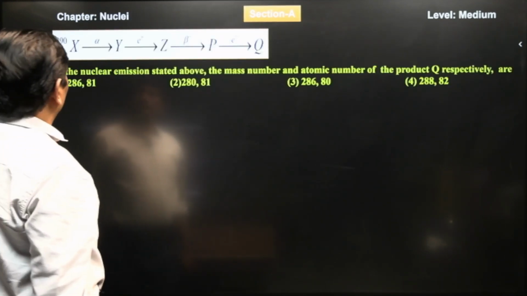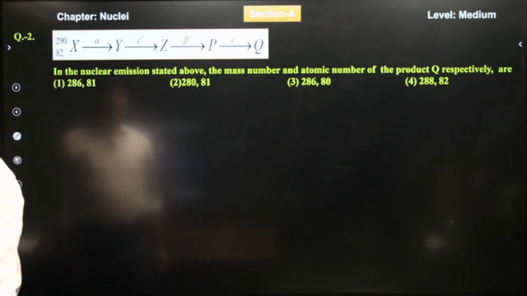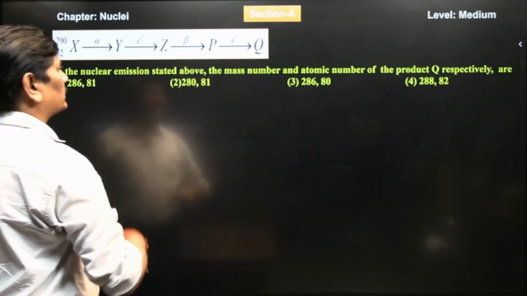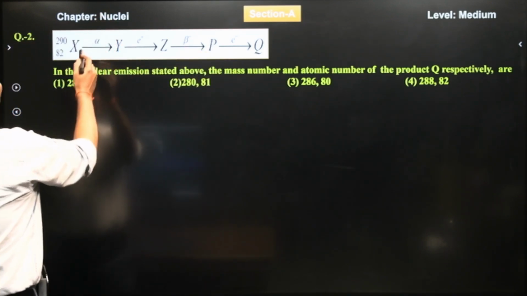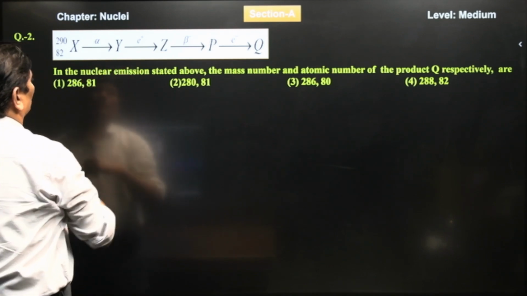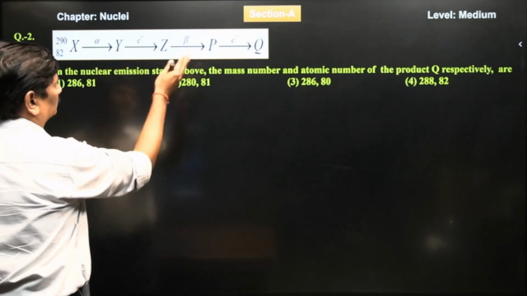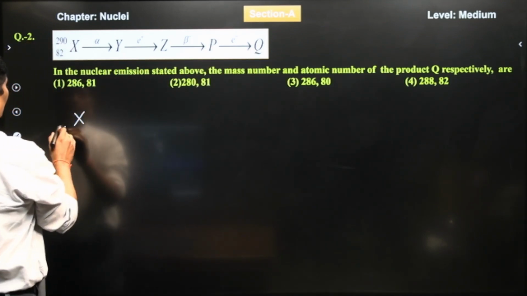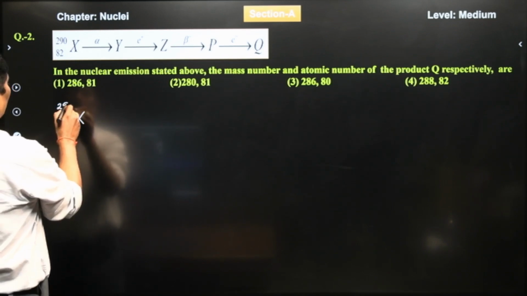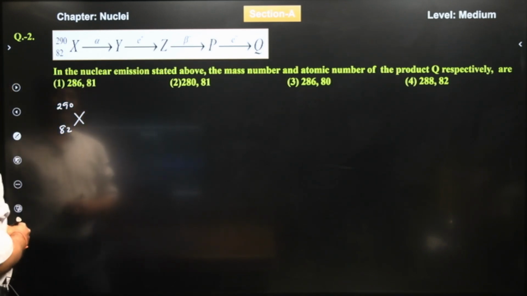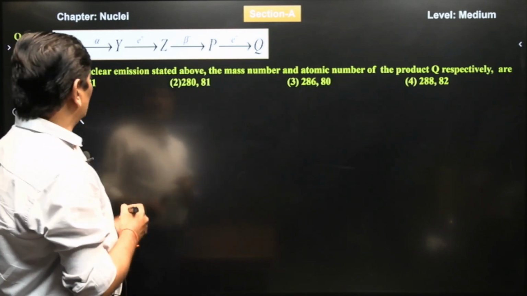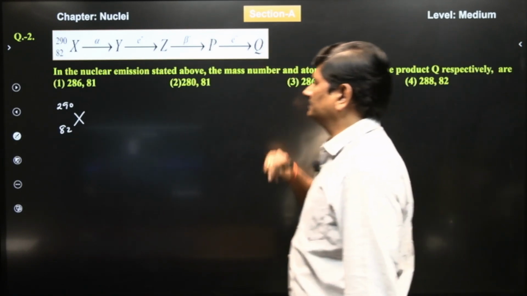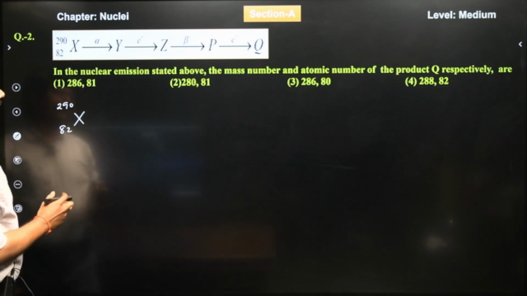Now coming to the next question, nuclei. In this question, number of steps are involved. That's why I have taken this question as a moderate question, medium question. Now in this nuclei, this question is based on nuclear disintegration, successive disintegration are given. Here X is given 82 and 290, mass number and atomic number. That is for the X nucleus. We are asked to find mass number and atomic number of the product Q. Final product is Q. For that Q, what is mass number and what is atomic number?